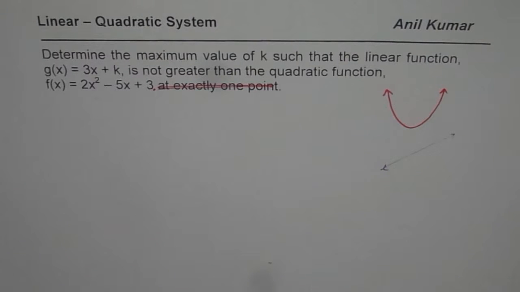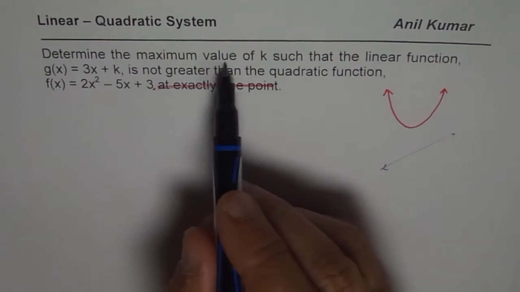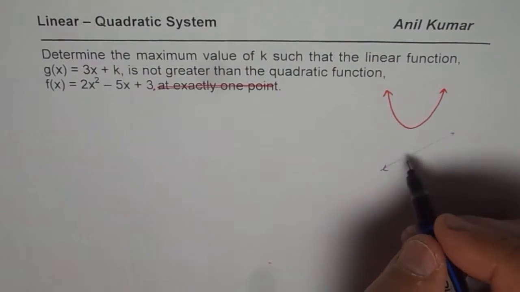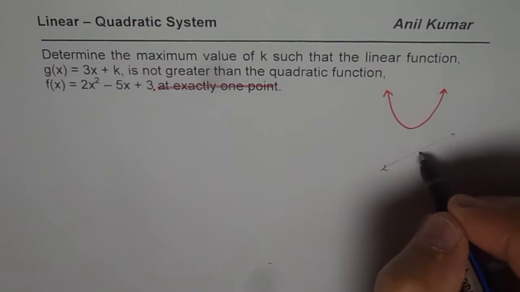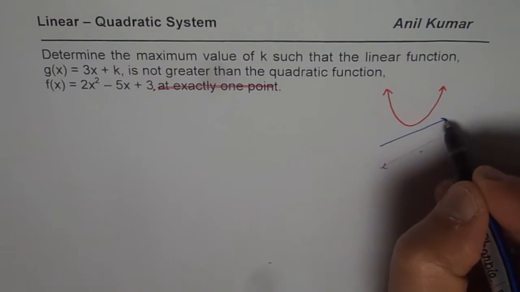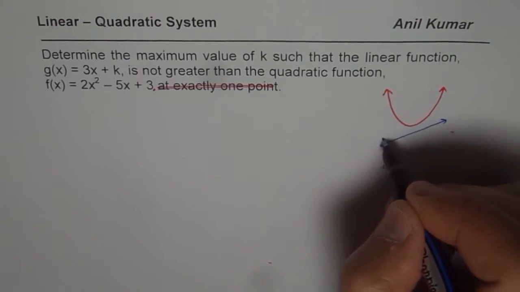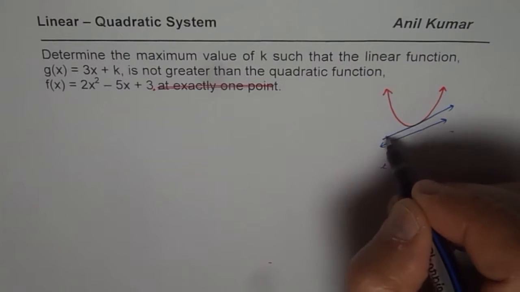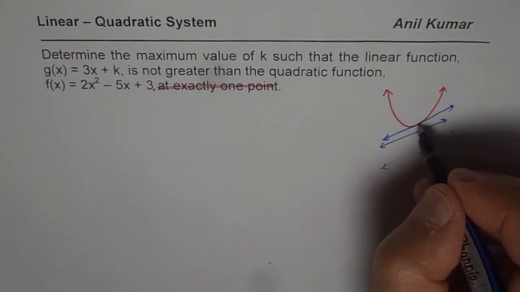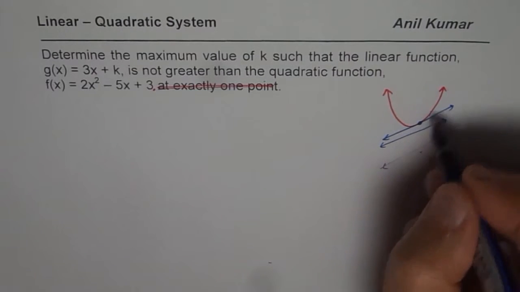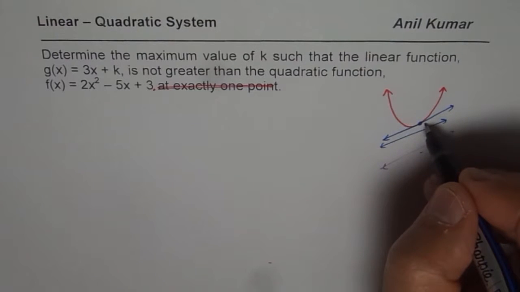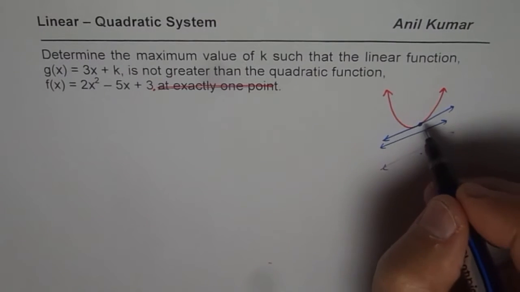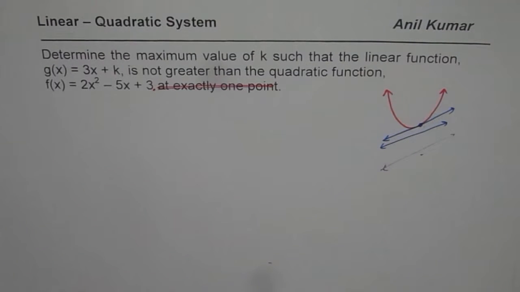Now, when we say determine the maximum value of k, we know the slope. K will move it up or down, right? So that's the y-intercept. So this line could be kind of like this. Even then, the line is lower, but it could be kind of like this, tangent to our function. So we are basically looking for a line which is tangent to the function. Tangent here will mean that they have only one point of intersection. Do you understand? So that gives us a clue to get the answer.